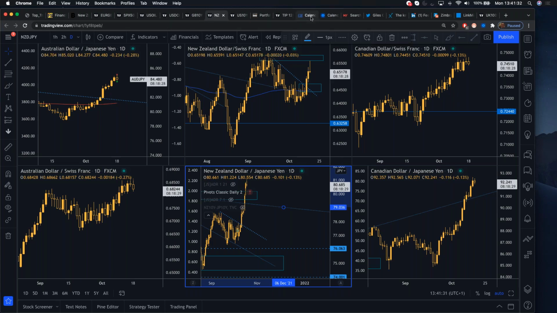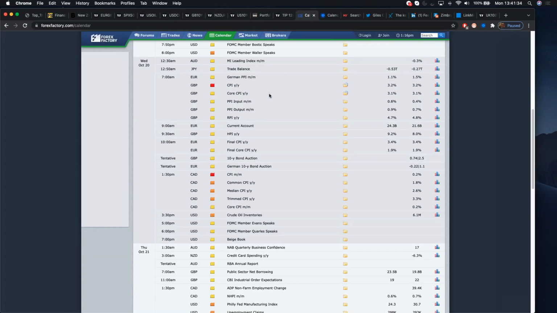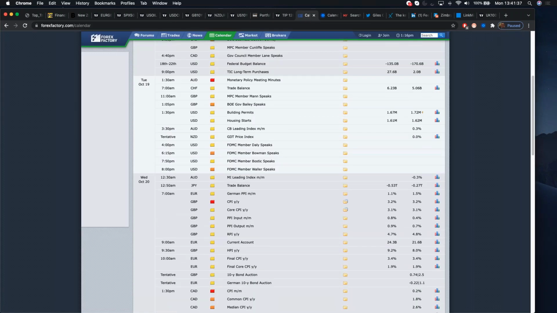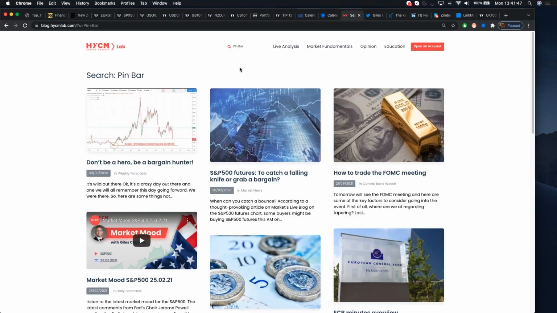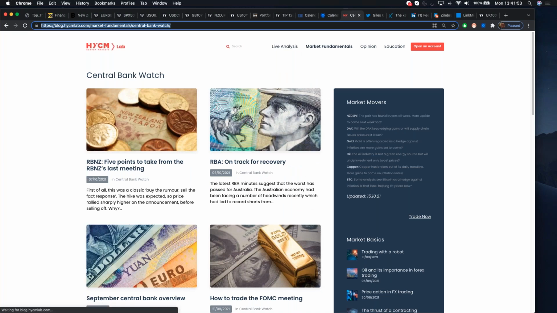Now, just taking a look at the calendar coming up, let's see some of the key events. Monetary policy meeting minutes will be very important for the Aussie dollar, the latest RBA rate meeting. Do make sure you're checking out my blog here. Go to Central Bank Watch under blog.hycmlab.com. I keep up to date with the latest central bank meetings.